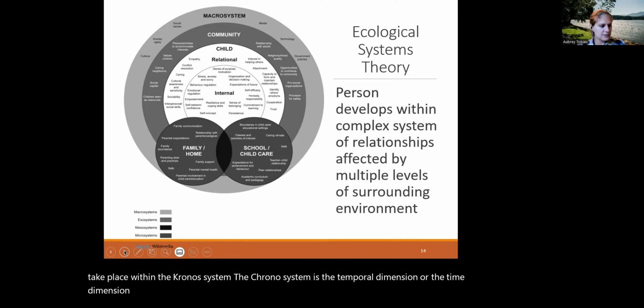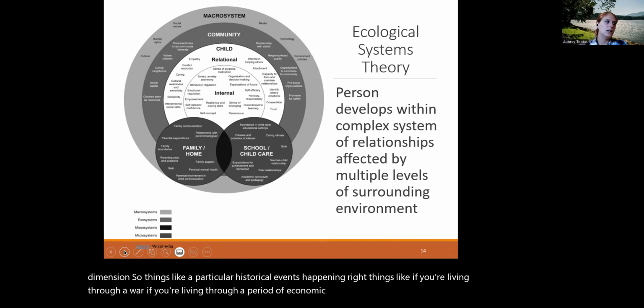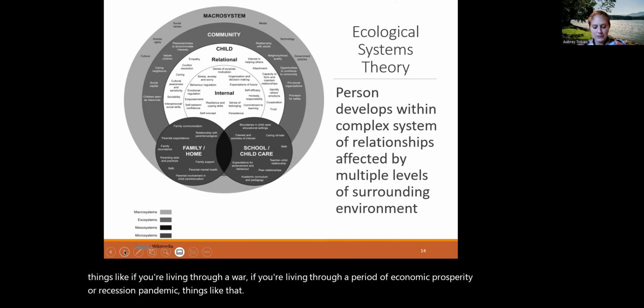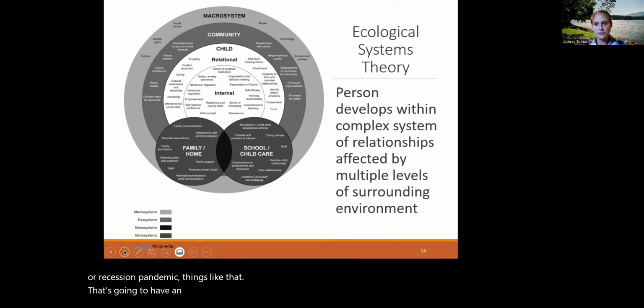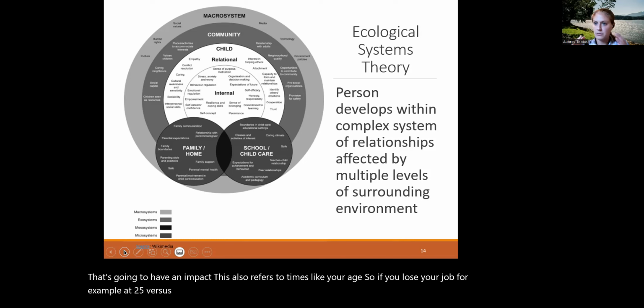So things like particular historical events happening, right? Like if you're living through a war, if you're living through a period of economic prosperity or recession, a pandemic, things like that, that's going to have an impact. This also refers to times like your age. So if you lose your job, for example, at 25 versus 45, it's probably going to have a pretty different impact on your development.